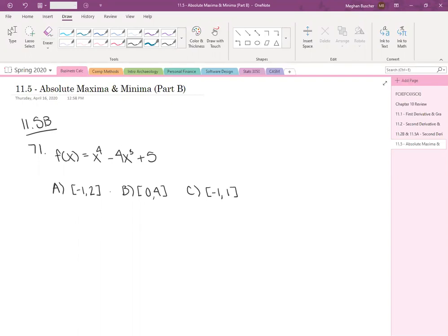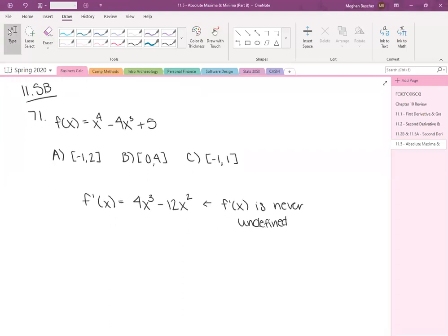Okay, so to find our critical points, we need to find our derivative first. So we should have 4x cubed minus 12x squared. And one thing to note is that this derivative is never undefined. Always a good thing to note because our critical points can be where the derivative is undefined as well. And now we can just set this derivative equal to 0.